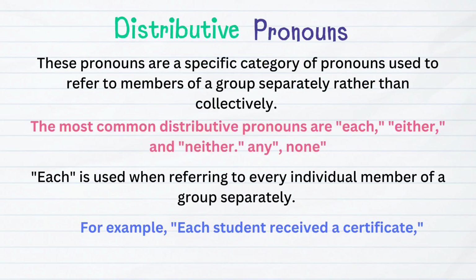Distributive pronouns. These pronouns are a specific category of pronouns used to refer to members of groups separately rather than collectively. The most common distributive pronouns are each, either and neither, any, none. Each is used when referring to every individual member of a group separately. For example, each student receives a certificate. Here each emphasizes that every single student, one by one, received a certificate. It highlights individuality within the collective group.